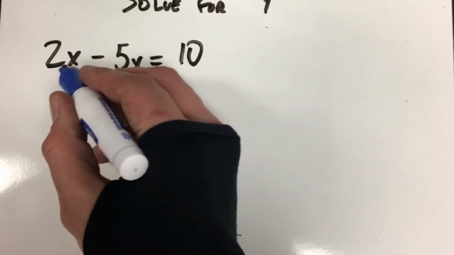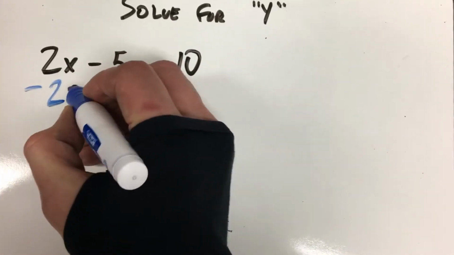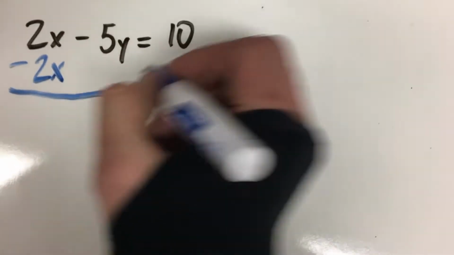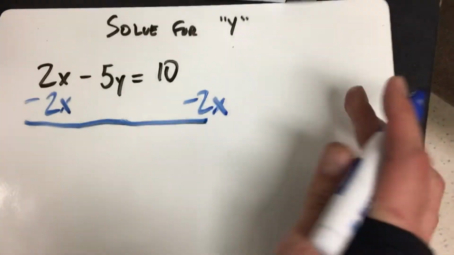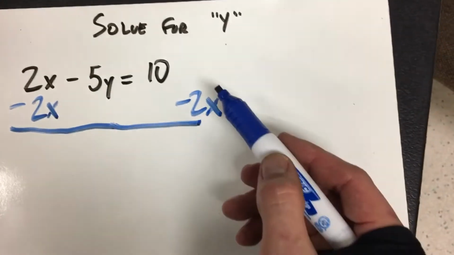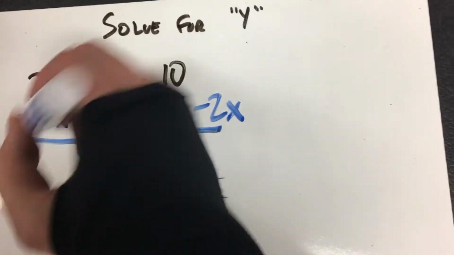Well, if this is 2x, I need it to equal 0. The way I can make it equal 0 is to subtract 2x, right? 2x minus 2x equals 0. Now notice, on the right-hand side, whatever you do on one side, you do the same thing on the other. But over here, I lined it up because you have x's and x's, and 2x minus 2x is 0.